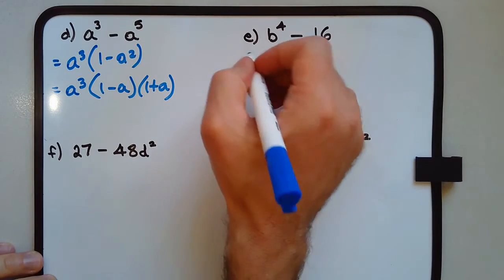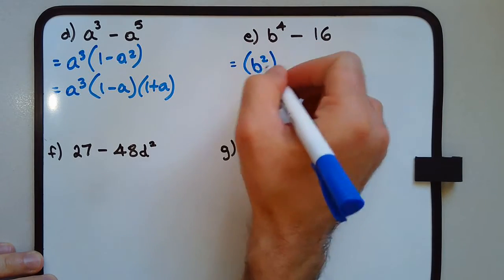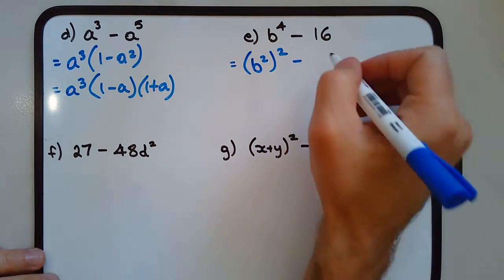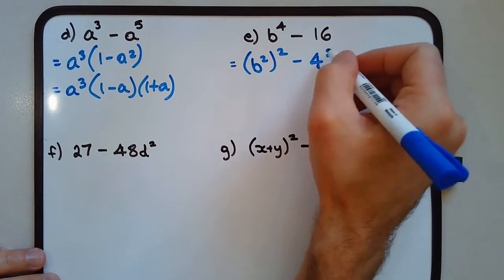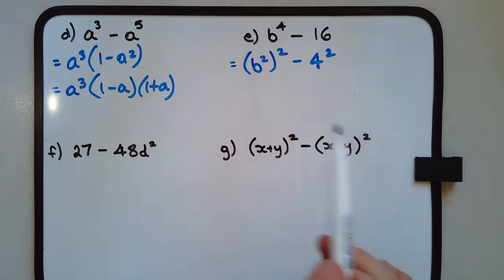b to the power of 4 is just b squared squared, isn't it? So that's b squared minus 16. Well, the square root of 16 is 4, so we could write it as 4 to the power of 2. So we've now turned b to the 4 minus 16 into what appears to be a difference of two squares. We've just changed the form of it.